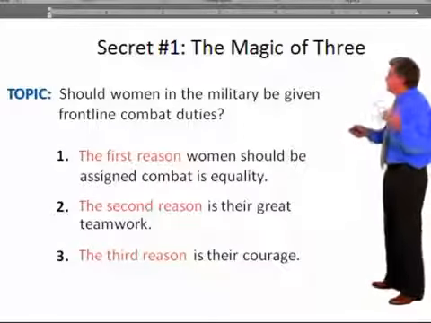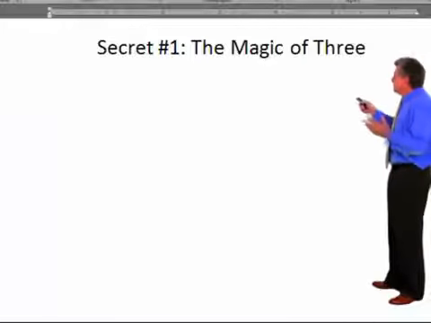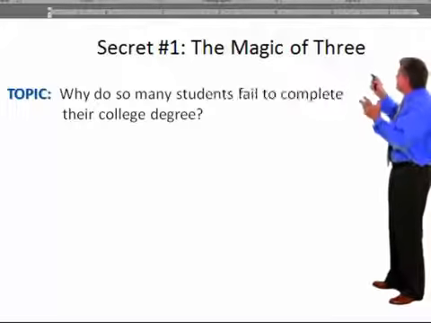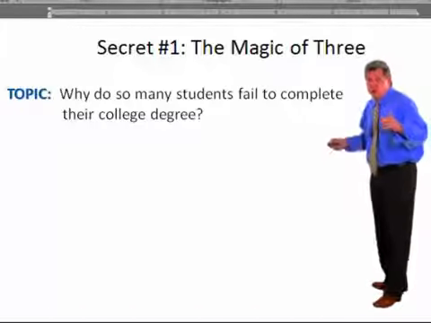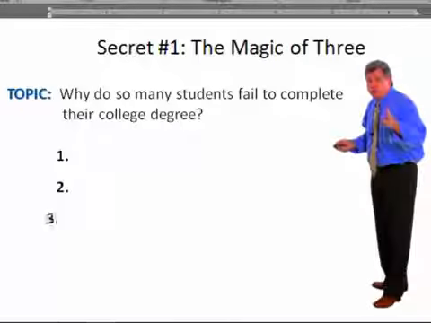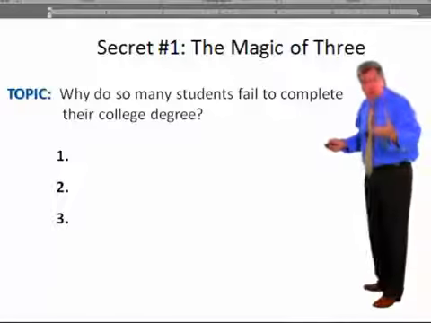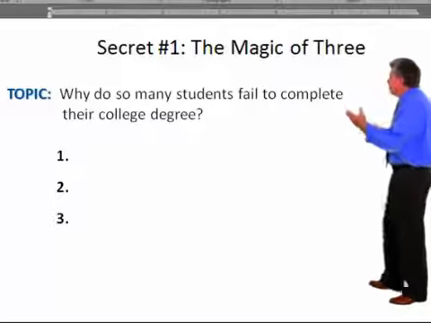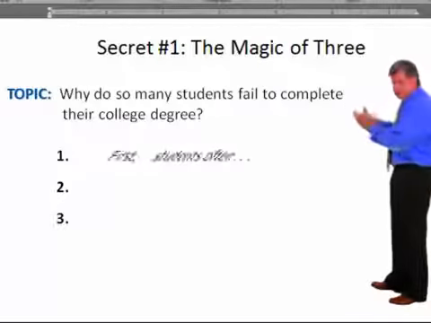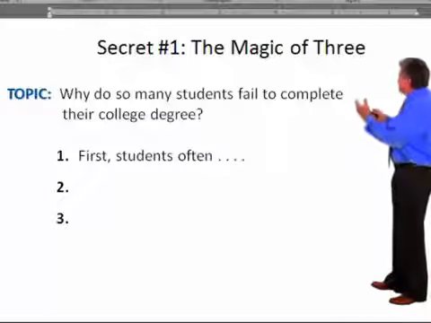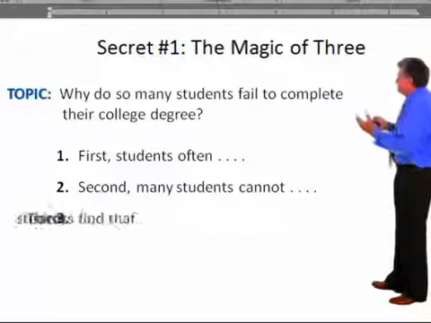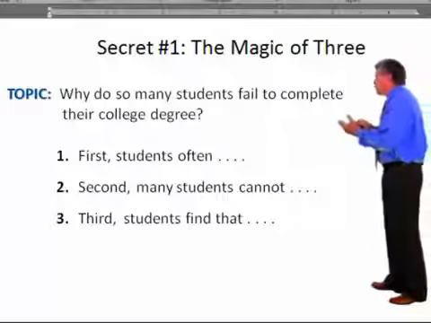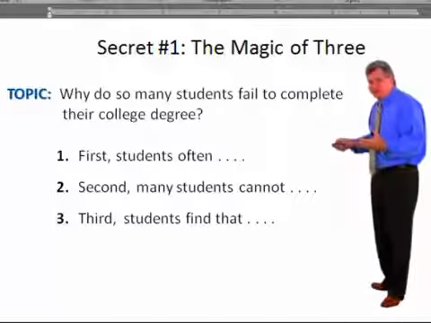Okay, let's take one more topic, an academic topic. Why do so many students fail to complete their college degree? What are you going to do? Boom. 1, 2, 3. And you're going to use that formula. Something like, well, first, students often. Second, many students cannot. Third, students find that. You see what I'm saying?